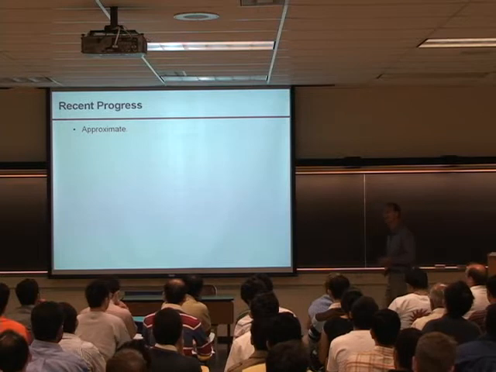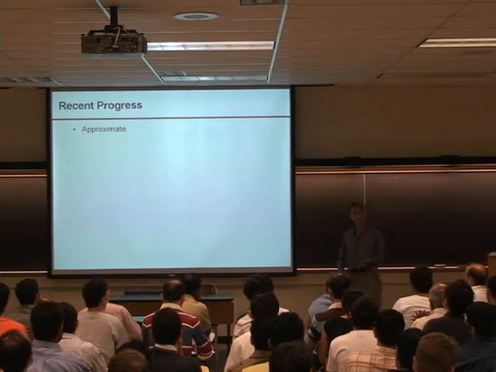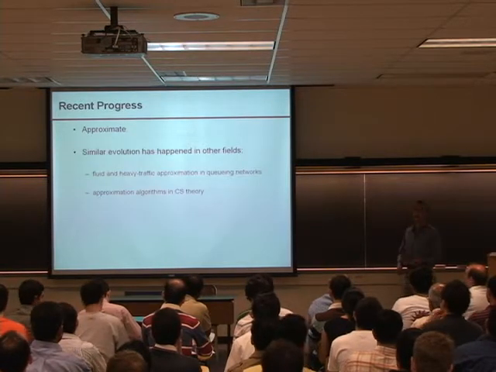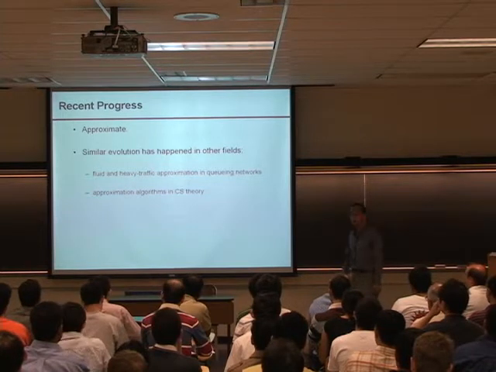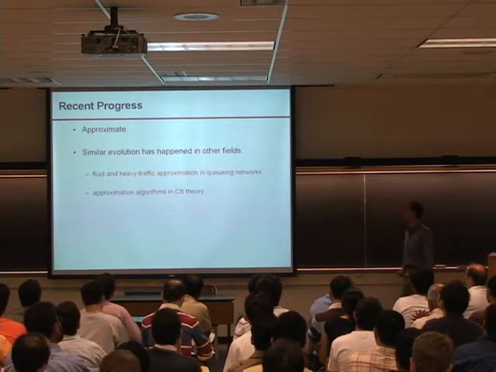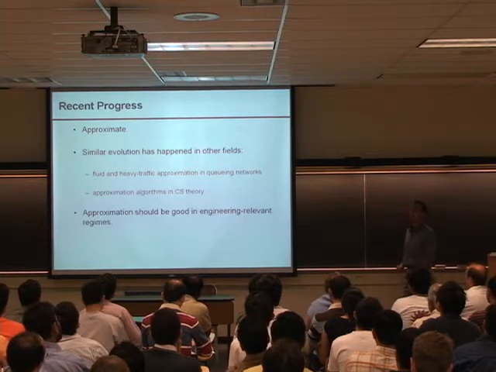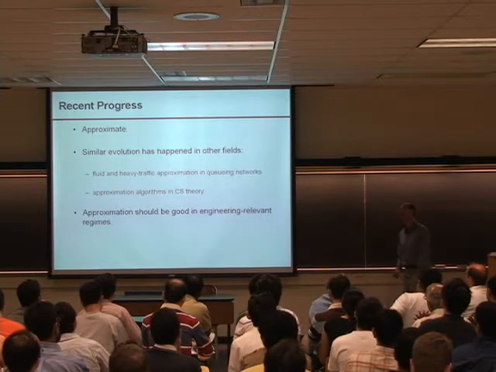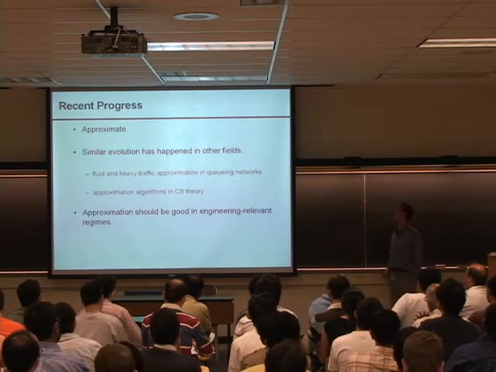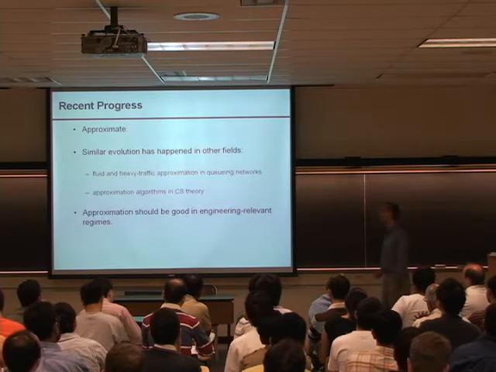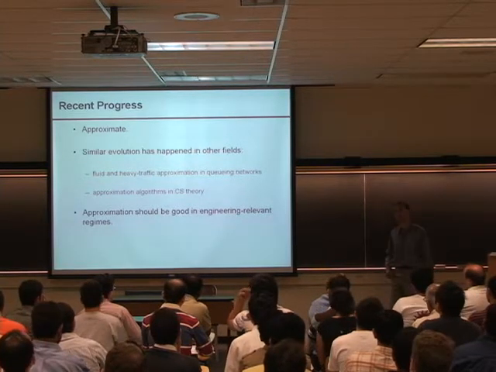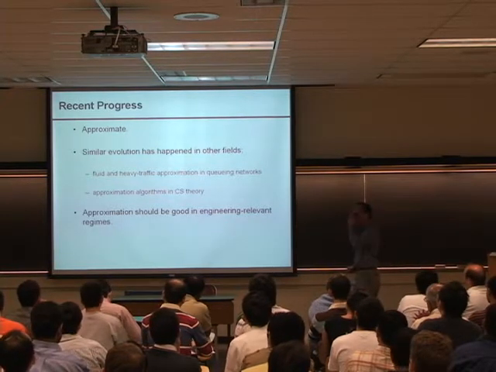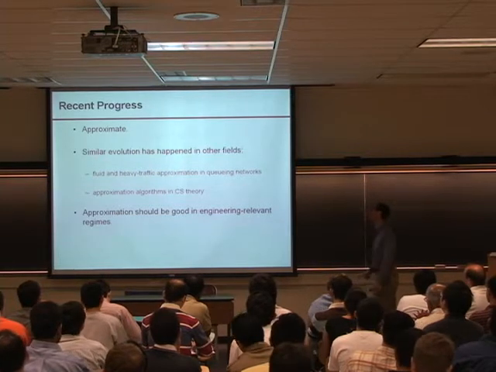So you would think that it's a bit of a cop-out. However, many other fields have in fact gone this route. If you look at, for example, queuing theory, people have long given up on characterizing exactly the queuing dynamics of a general network and have gone on to useful and fruitful approximations, such as approximating the queuing dynamics by fluid or by heavy traffic. And still a lot of good progress can be made by these approximations.